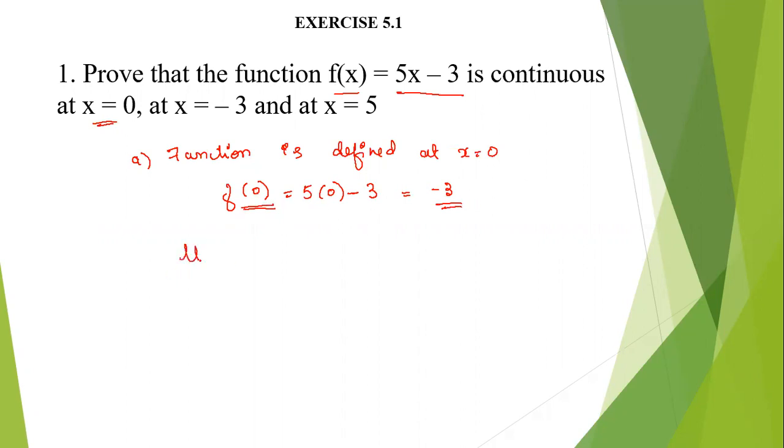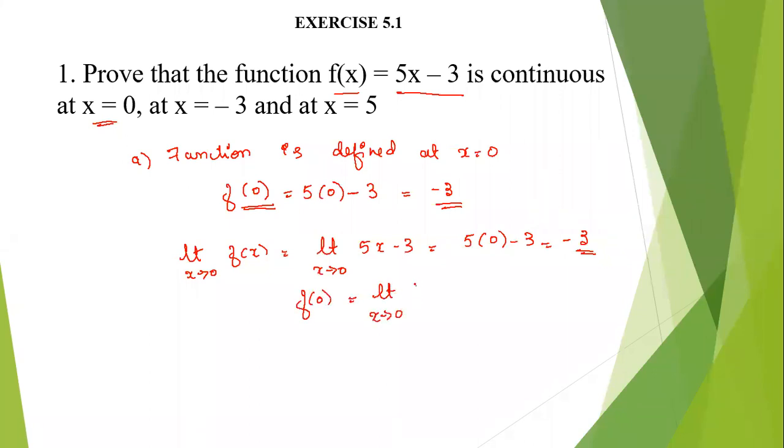Now we will find the limiting value. What we get after applying the limit. So here also you get 5 into 0 minus 3, that is nothing but minus 3. So a functional value is equal to the limiting value. So we say a function f of x is equal to 5x minus 3 is continuous at x is equal to 0.